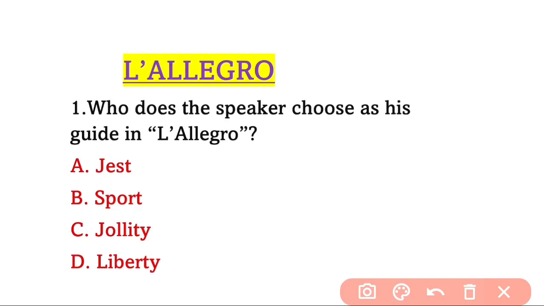Now we discuss about 25 questions from Allegro by John Milton today. So friends, today we will discuss about 25 questions related to Allegro.